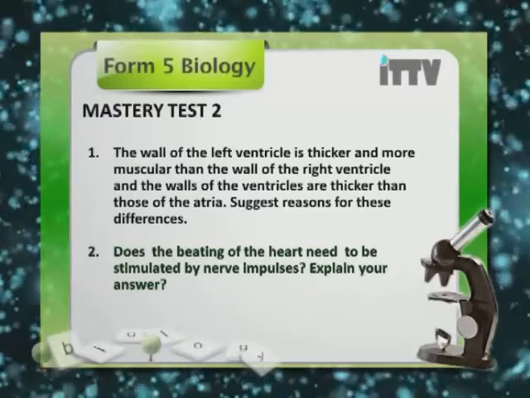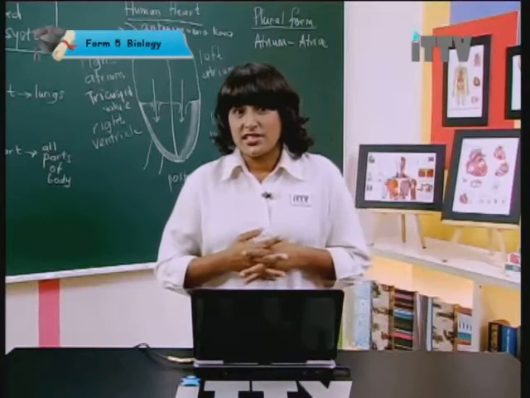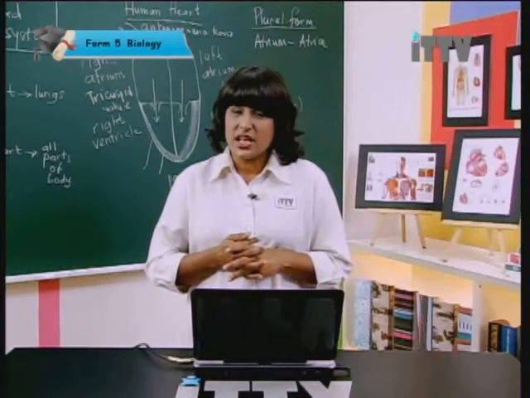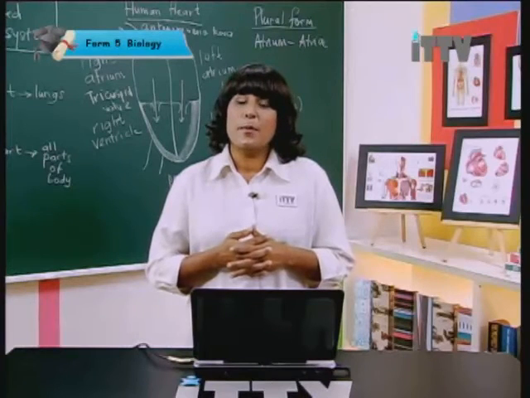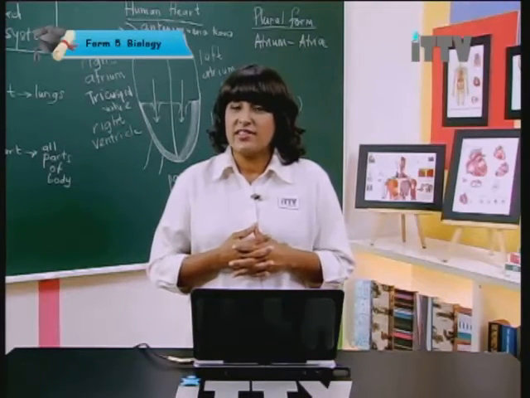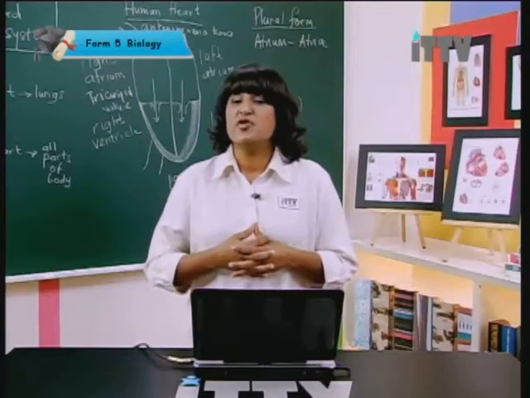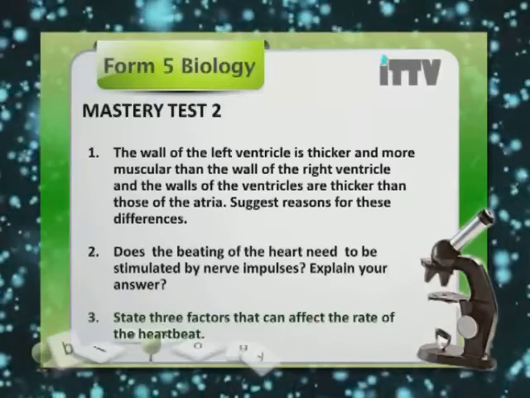Explain your answer. Many times I have repeated throughout this lesson that the heart is a myogenic organ. Hence, it does not require a nerve impulse from the brain. It is due to the stimulation by the sinoatrial node and the atrioventricular node that the heart is capable of sustaining its rhythmic contraction and relaxation. Question number 3. State 3 factors that can affect the rate of the heartbeat.